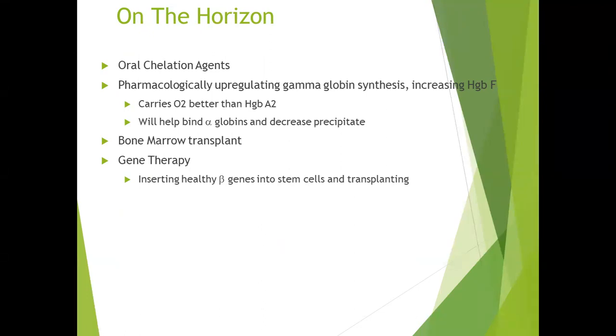So on the horizon, we have the recent research. What's new in thalassemia? We have oral chelating agents now available in the market. Pharmacologically, there are agents which upregulate the gamma globin synthesis, resulting in increasing hemoglobin F. And what hemoglobin F does is it carries oxygen better than hemoglobin A2 and will help bind alpha globins and decrease precipitates.